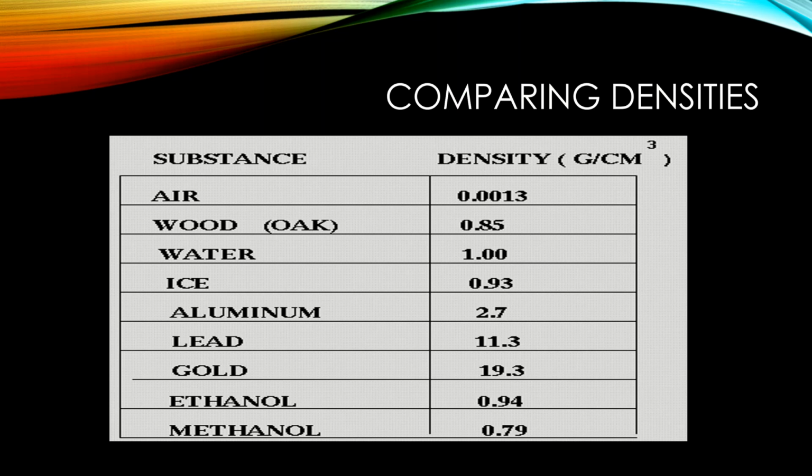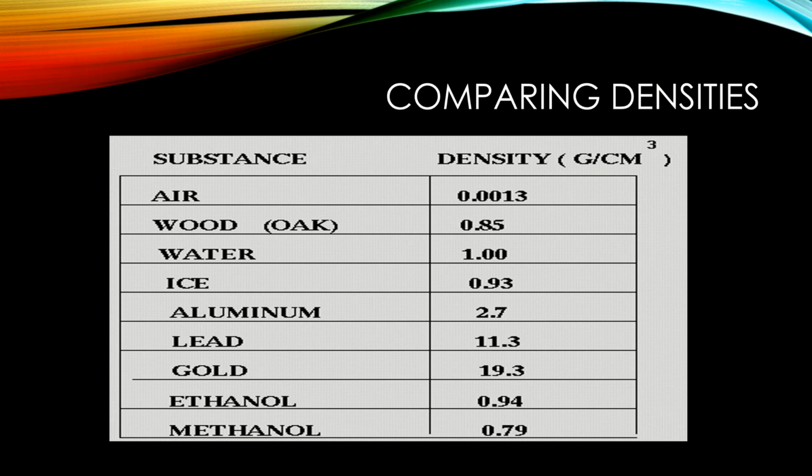Now we have aluminium. Aluminium has a density of 2.7, so the mass by volume here is 2.7, which is greater than 1. It will sink in the water. So will lead and gold, which have even higher densities, so the gold will sink. Now, ethanol is a type of liquid alcohol that floats on water.